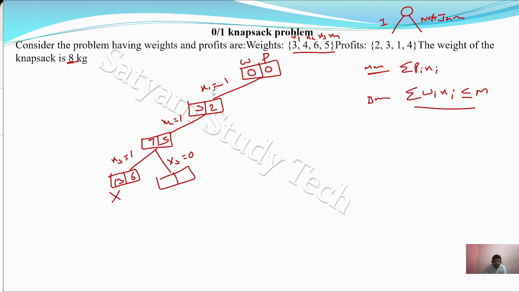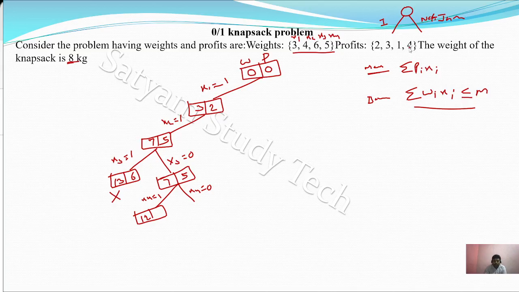Then you can include x1 and x2. Now 3 plus 4 is 7. That's why you can take directly, here it is 7, and you can get the profit 5. Now we can see x4 is included, x4 is not included. If x4 is included, the weight of x4 is 5. So 5 plus 7 is 12. So you can include x4.